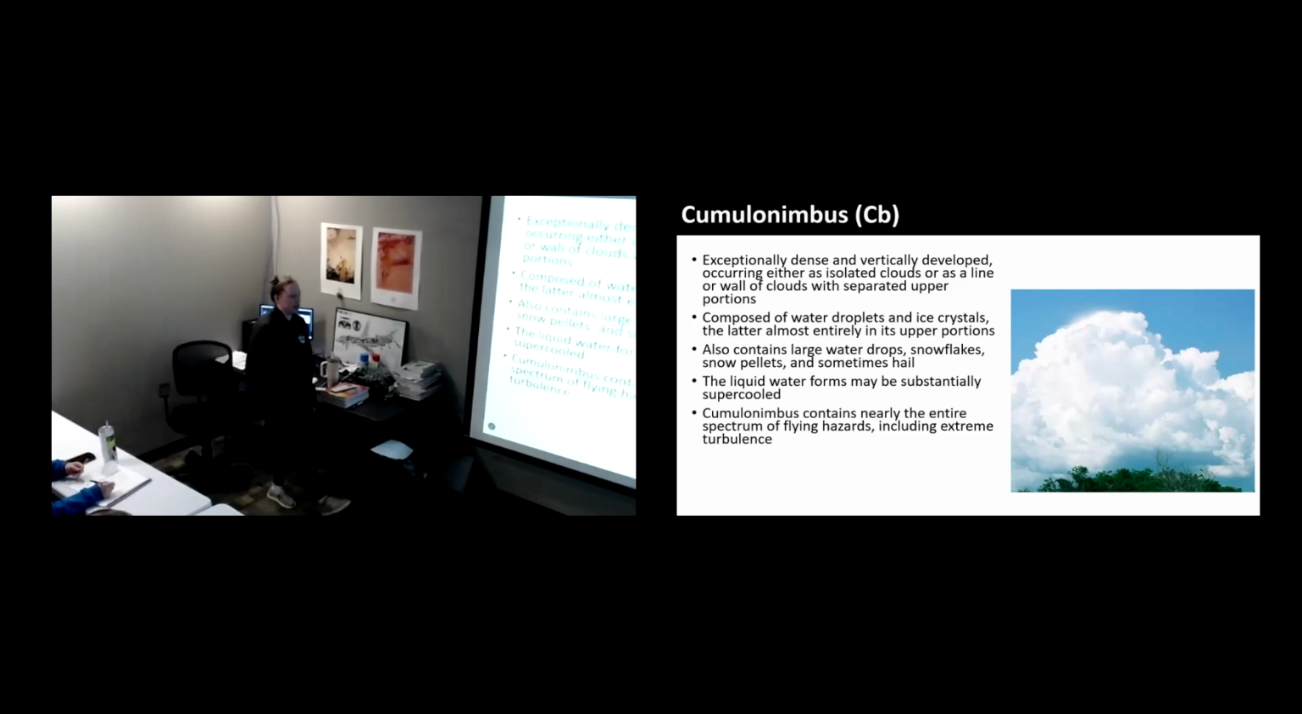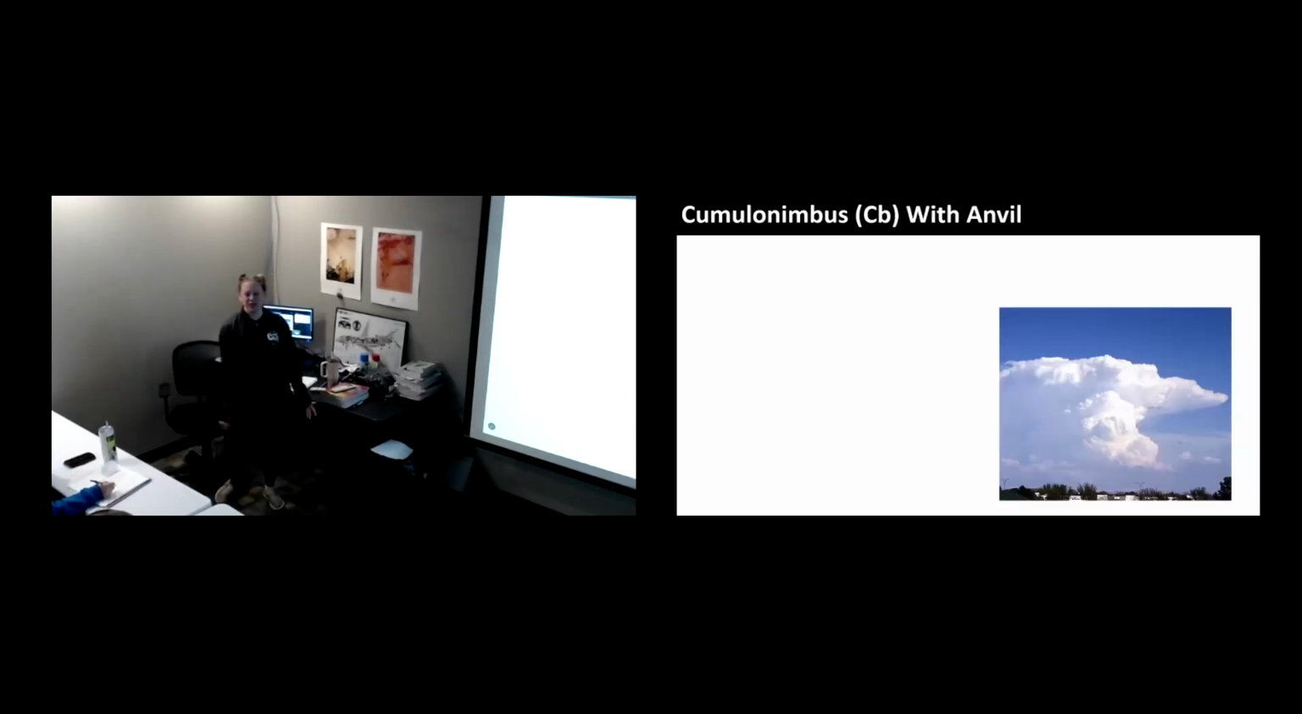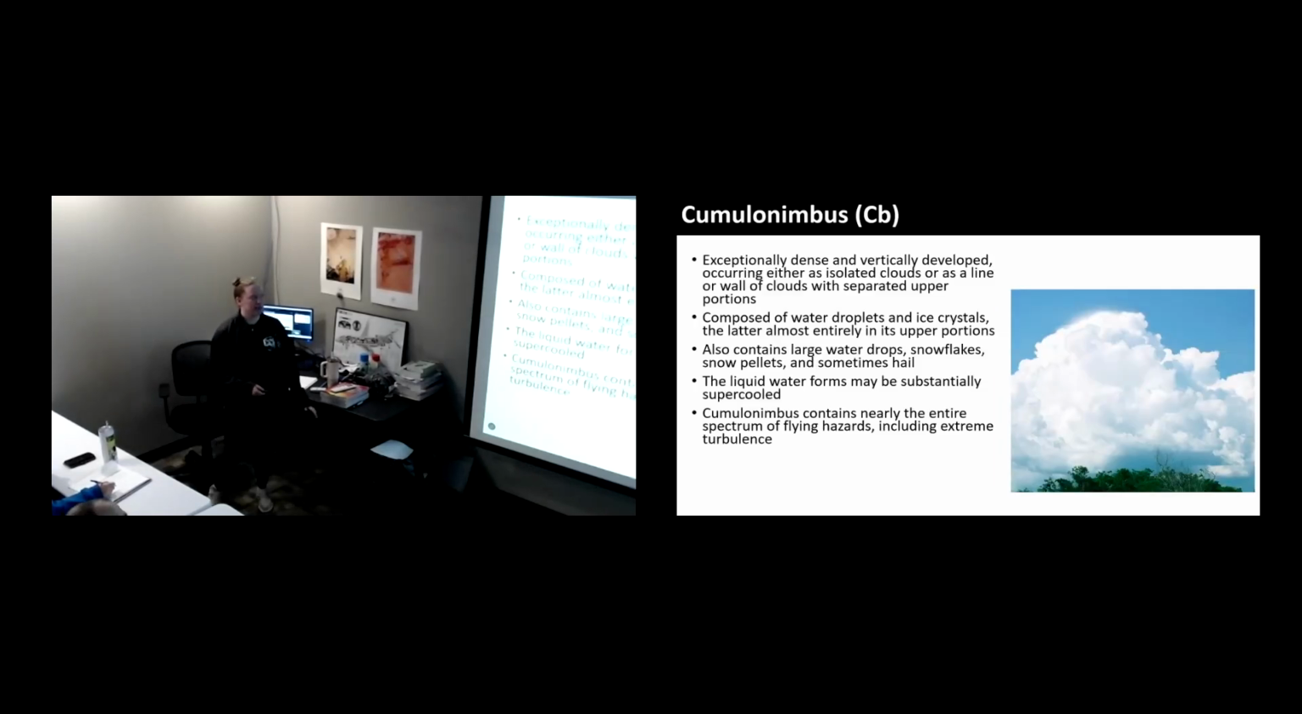Cumulonimbus clouds contain nearly the entire spectrum of flying hazards, including extreme turbulence, icing, and torrential downpour. Stay away from those, okay? And you can't really tell the difference between a cumulonimbus cloud and a regular towering cumulus cloud. So that's why you have to be careful.